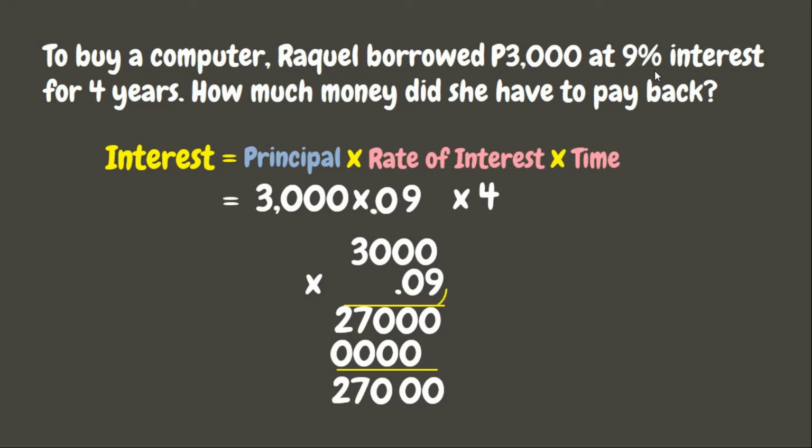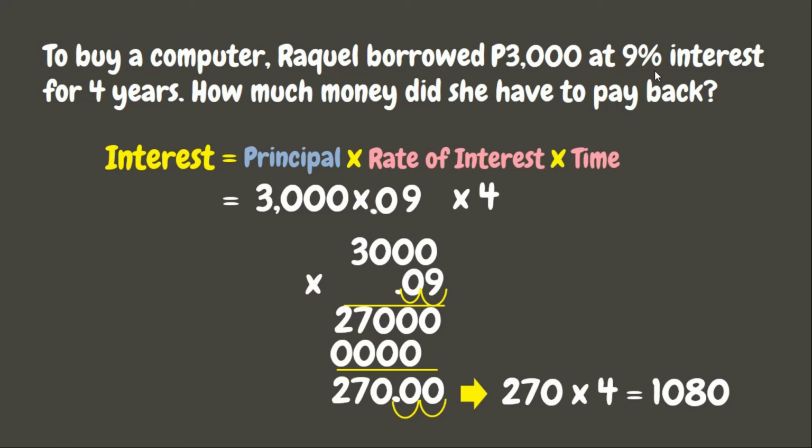Since we have 2 decimal places here, let us move the decimal point in the product 2 times to the left. There, now we got 270. Now let's multiply this to 4 years. 270 times 4 is 1,080. This is the interest earned after 4 years.